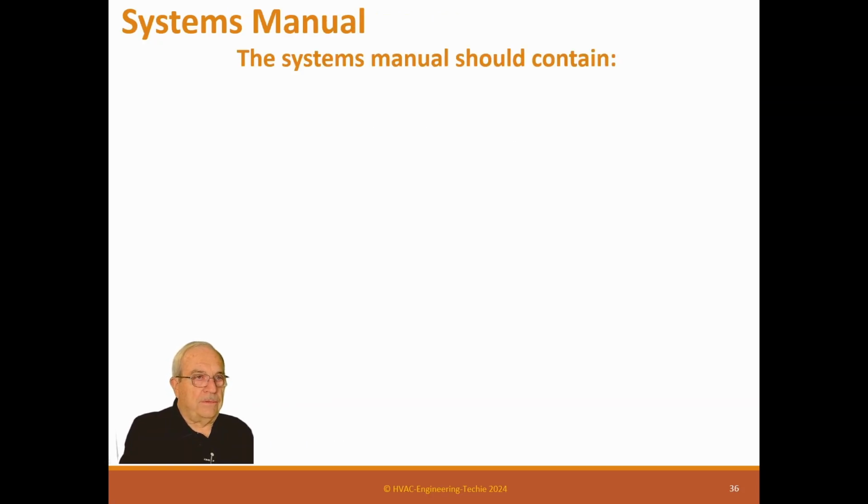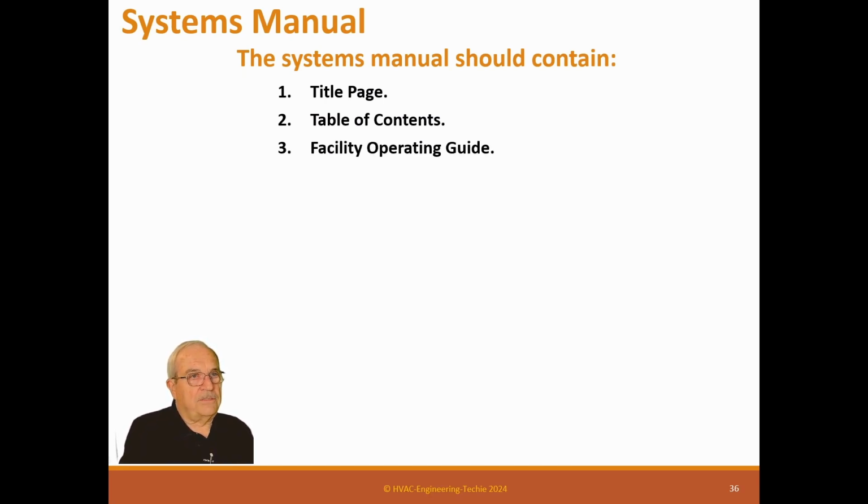System manual. The system manual should contain title page. Now, a system manual is a document that has everything a person needs to operate the system and understand the system in one place. Otherwise, I realize nowadays we're all digital, so that makes it much, much easier. But sometimes not, because they don't know where to find the digital data. So we put it all in one place so they have it. Table of contents, facility operating guide.